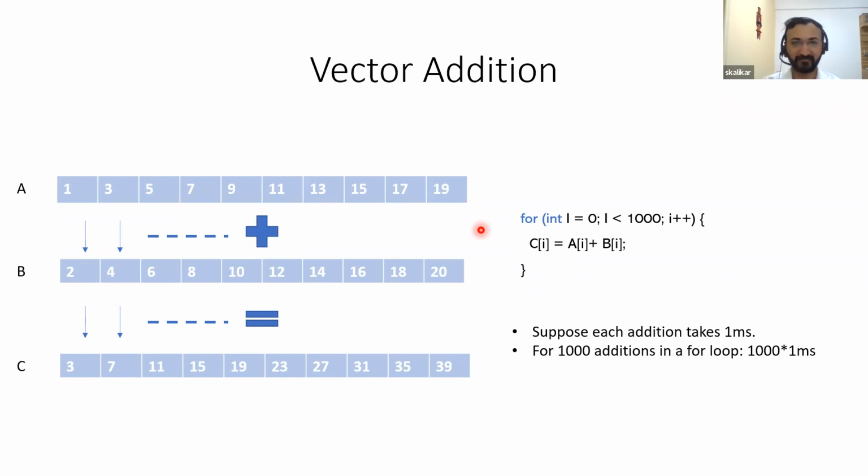Can we do it in parallel? Yes, because every addition is independent of each other. So if we have multiple threads, you can actually process these things in parallel. So how simple is this?